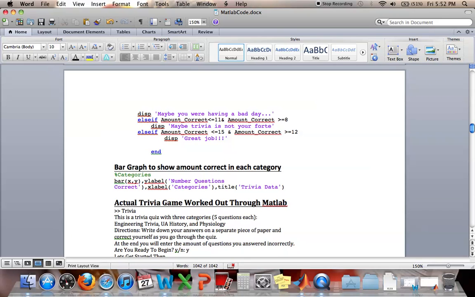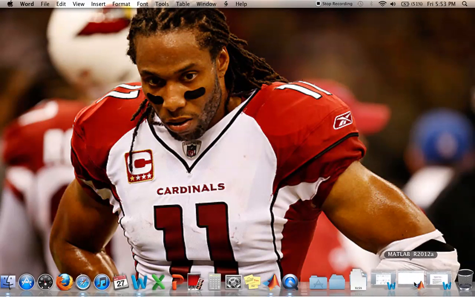Also, at the end, I have it set up so if you would like to see where you struggled in the 3 categories, you can put in how many you got correct in each category, and then a bar graph would show you a distribution of where you were lacking. So I can go through the actual trivia game really quickly.